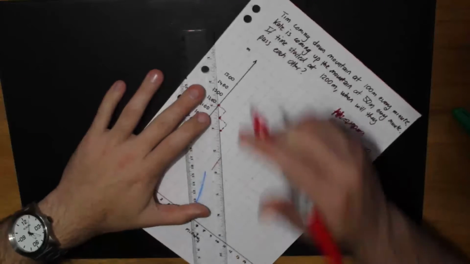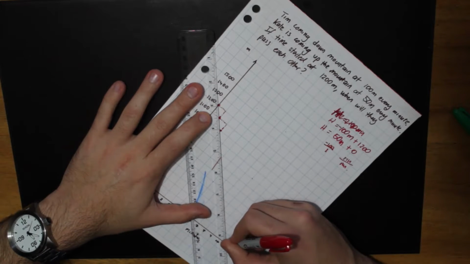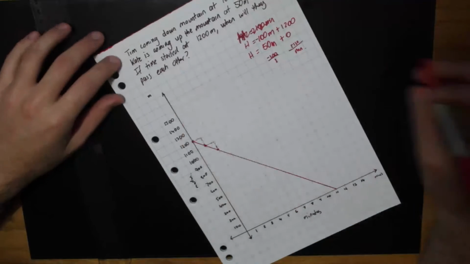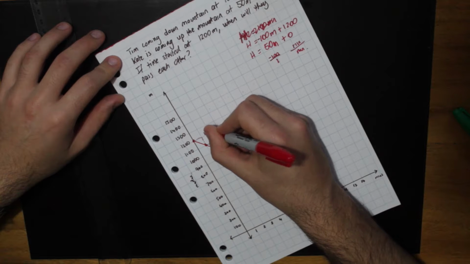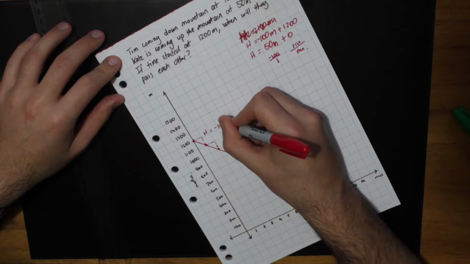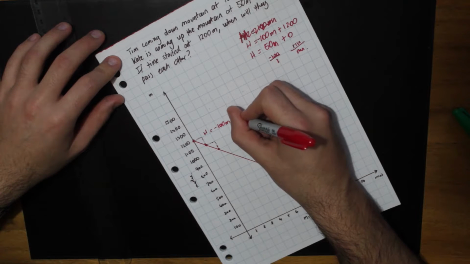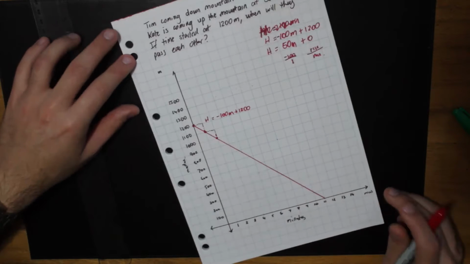So let's plot Tim's descent all the way down the mountain. So his line, or his height in this instance, will be negative 100 meters in this phase plus 1200. So that is his line there.